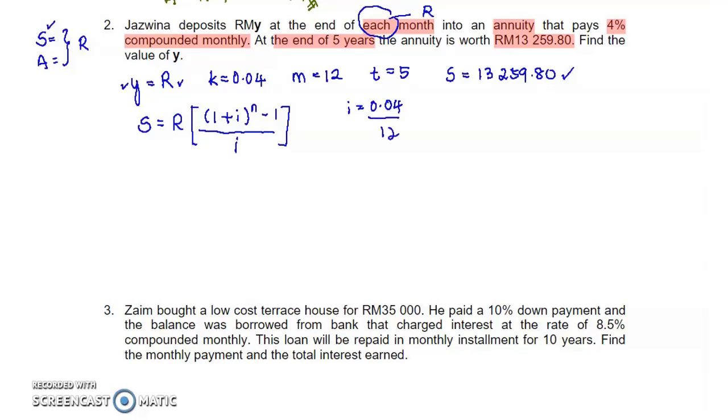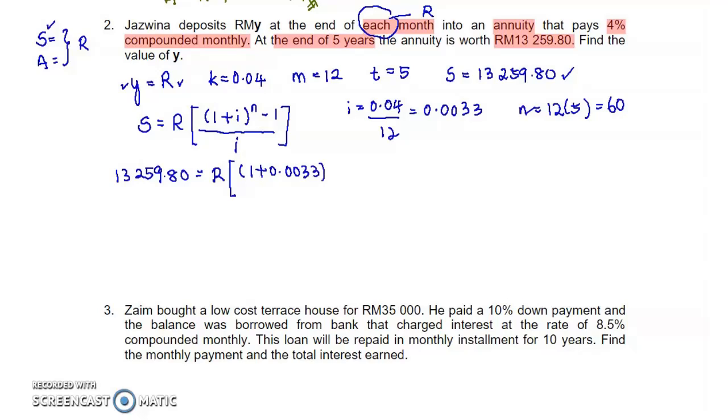0.04 divided by 12 is 0.0033, rounded off to 4 decimal places only. N equals M times T, 12 times 5, which is equal to 60. Substitute the values. We know that S is 13259.80, equal to R multiplied by [(1 plus 0.0033) to the power of 60, minus 1] divided by 0.0033. Calculate the value in this square bracket first.